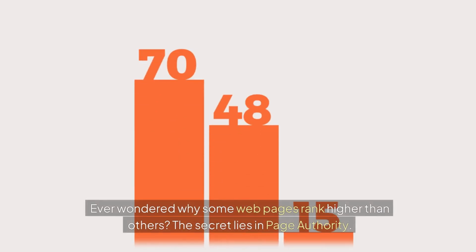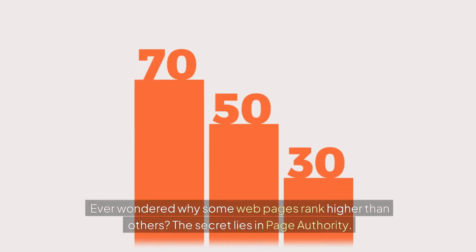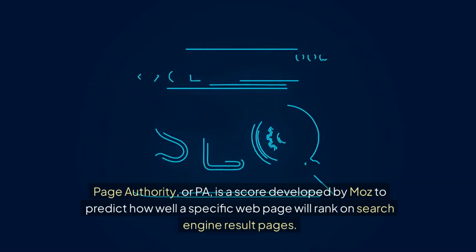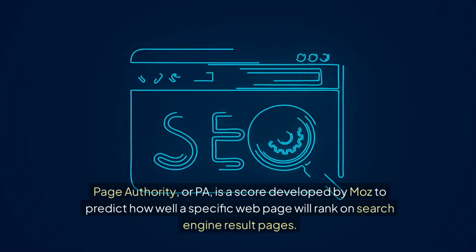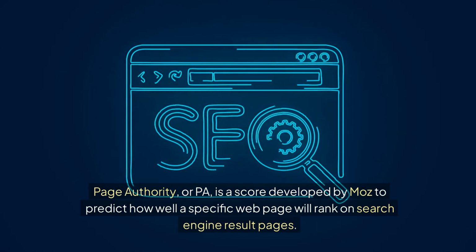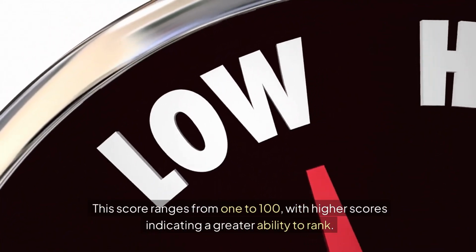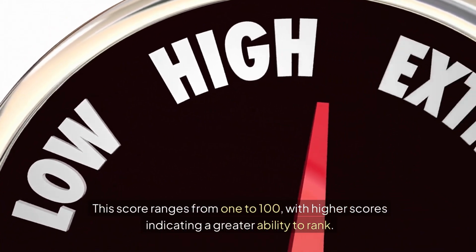Ever wondered why some web pages rank higher than others? The secret lies in page authority. Page authority, or PA, is a score developed by Moz to predict how well a specific web page will rank on search engine result pages. This score ranges from 1 to 100, with higher scores indicating a greater ability to rank.